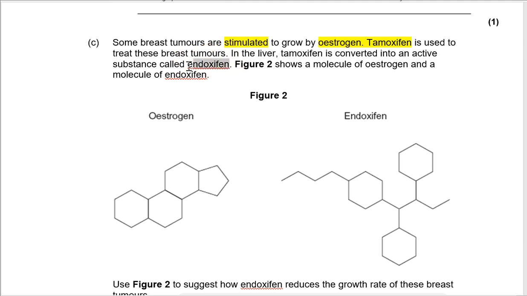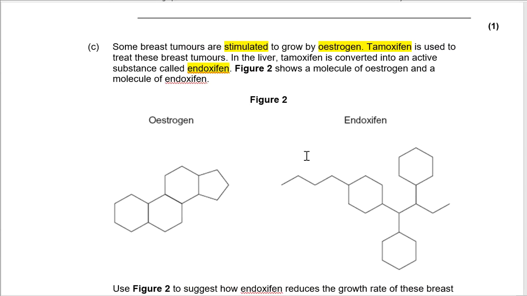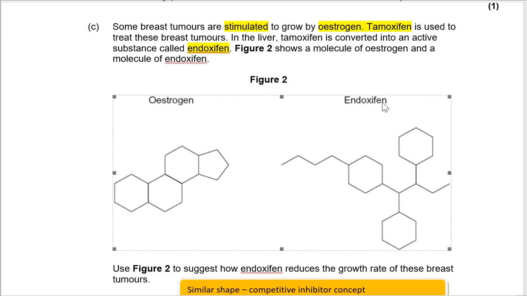So in here, they are throwing different words at us. New words, tamoxifen, endoxifen. Figure 2 shows a molecule of estrogen and endoxifen. So what I do here, I get this information and I simplify it. You have to simplify information. Breast tumors, okay, estrogen is linked, it stimulates them, but they have this medication, tamoxifen. Tamoxifen is not that important. The main important one is endoxifen, that's the active form. That's why they have drawn this molecule here.